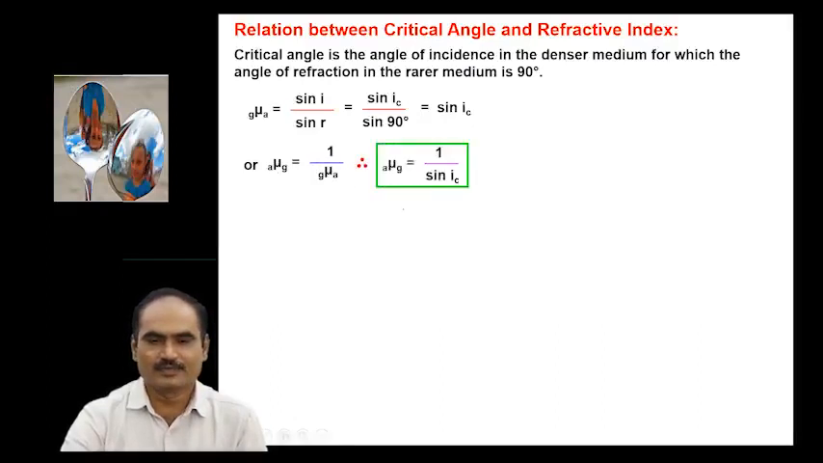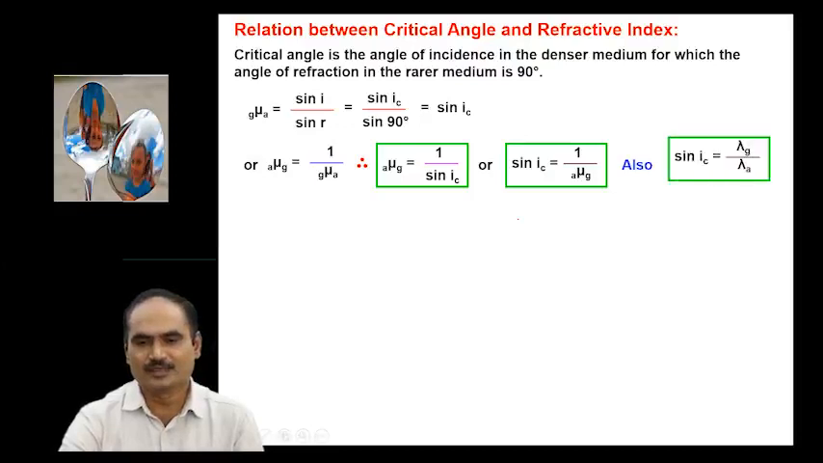Okay. Then this is the refractive index of air with respect to glass. But what we usually write is the refractive index of glass with respect to air. We know that the refractive index of glass with respect to air is equal to the reciprocal of the refractive index of air with respect to glass. So from these two, the refractive index of glass with respect to air can be written as 1 by sin IC, where IC is the critical angle.